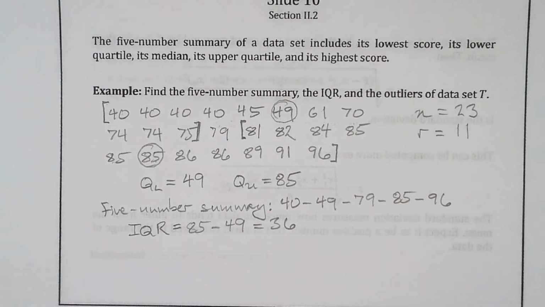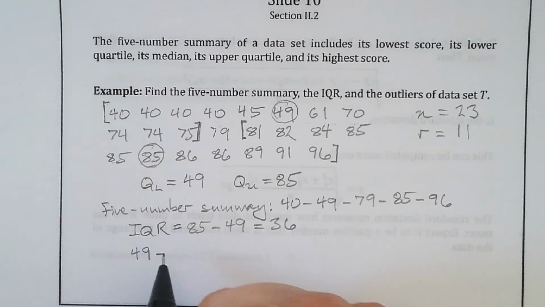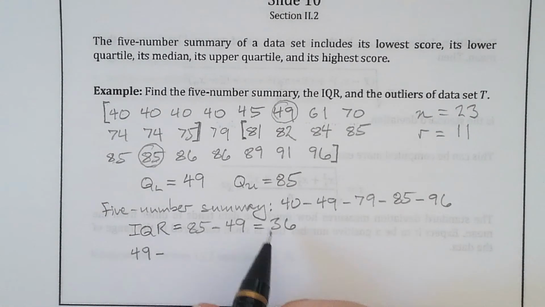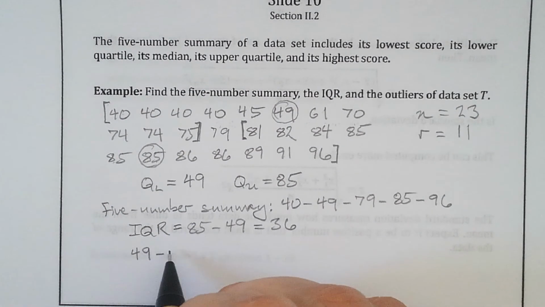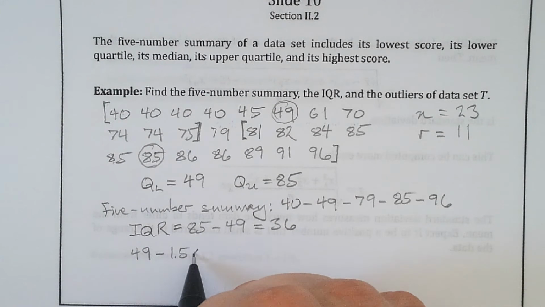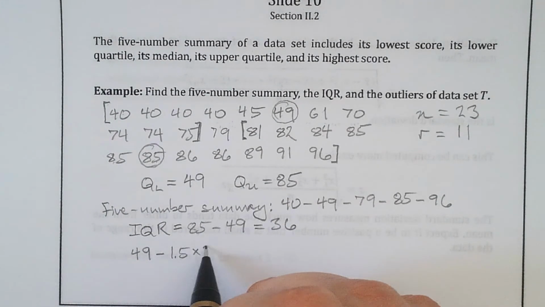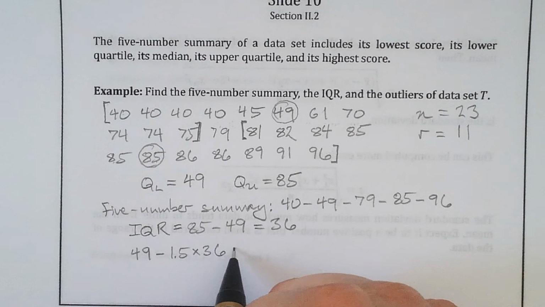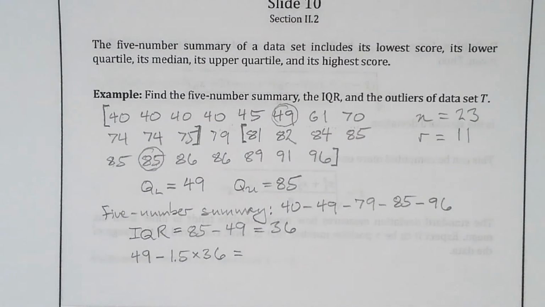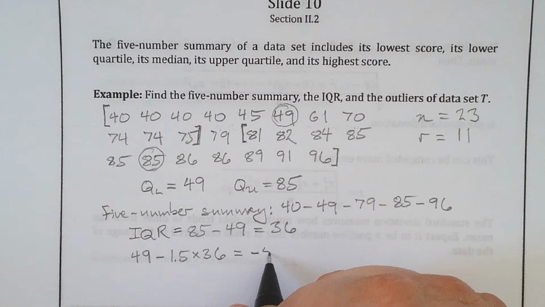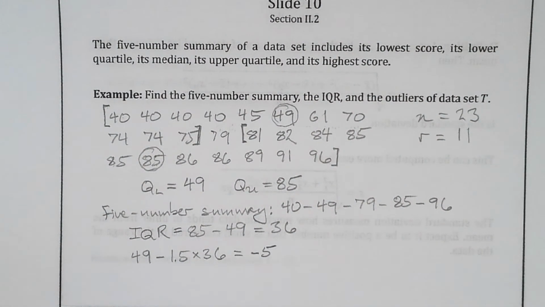To find the outliers, we need to look for scores that are below the lower quartile, which is 49, minus 1.5 times the IQR. 1.5 times 36 is 54. 49 minus 54 would be negative 5. And there are no scores below that, of course.